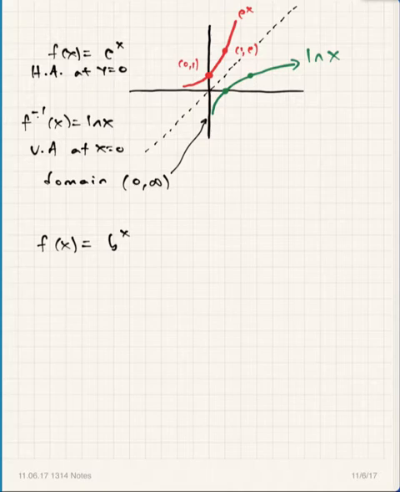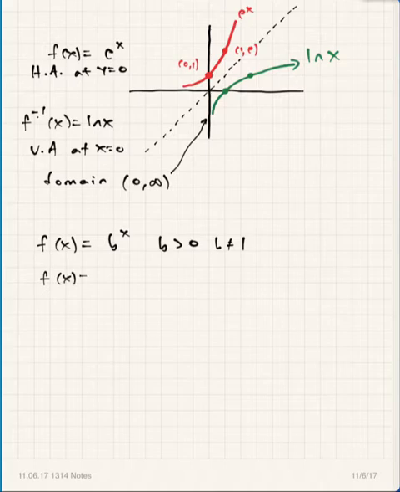If you have f of x equals b to the x, remember that that base has to be greater than 0. Also can't be equal to 1. But more importantly for us, that b's got to be greater than 0. And so notice no matter what power you raise b to, since b is always positive, you always get a positive answer, right?